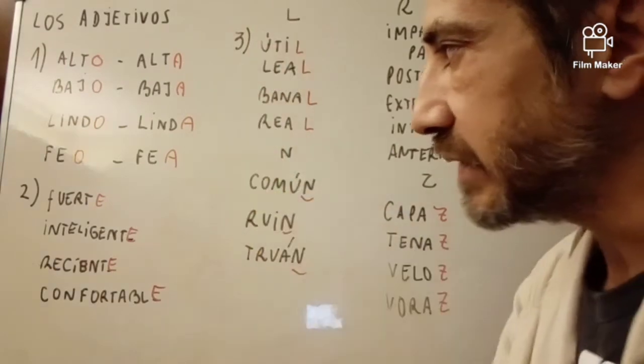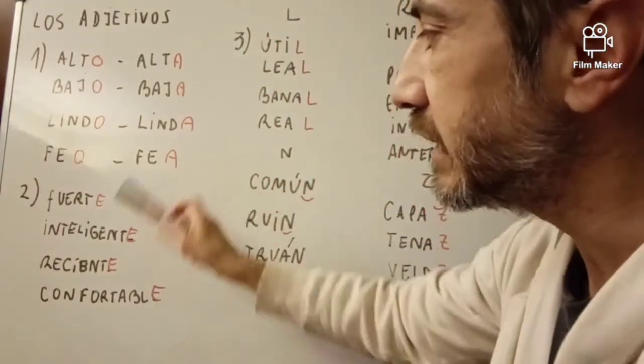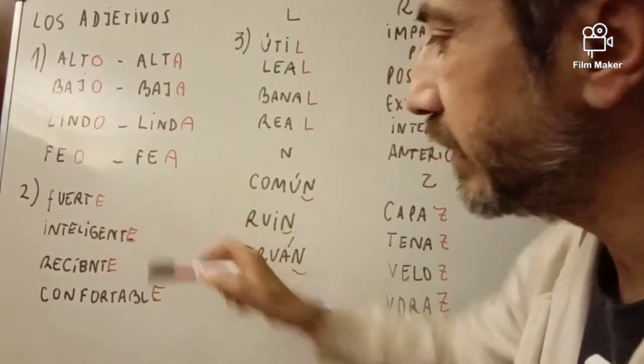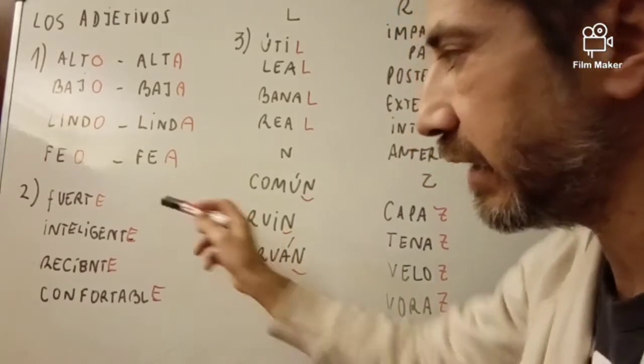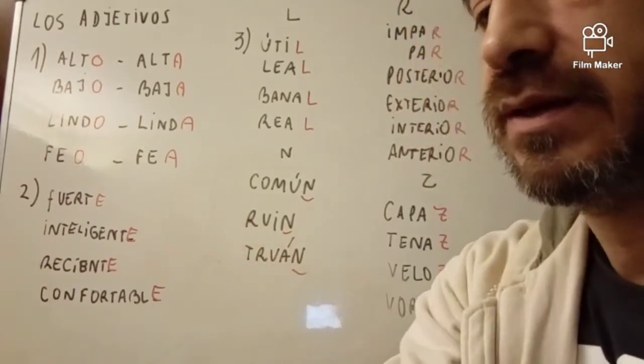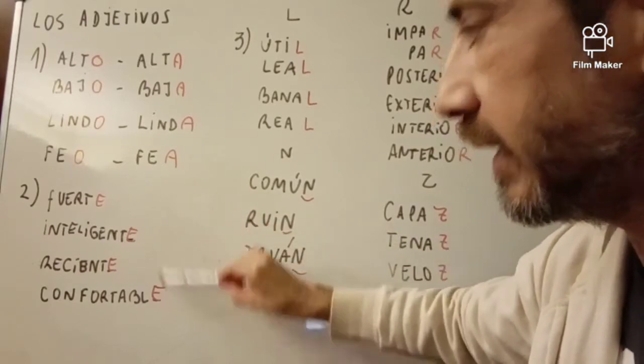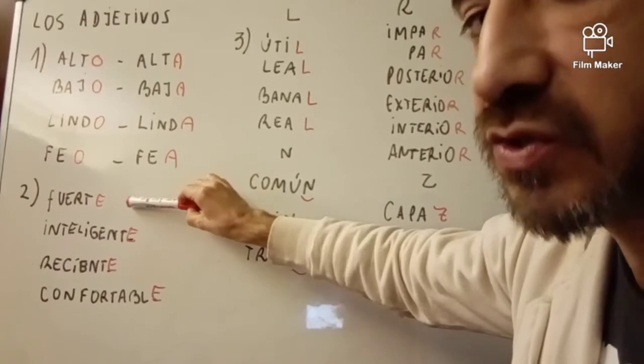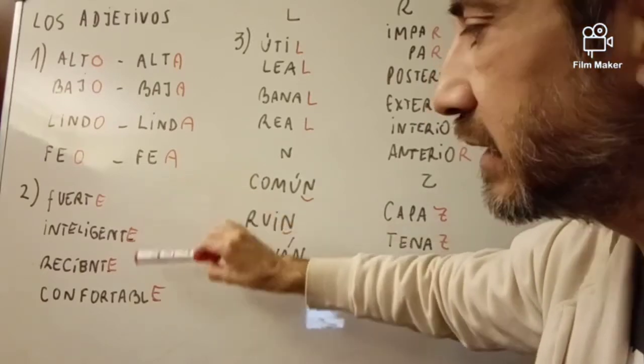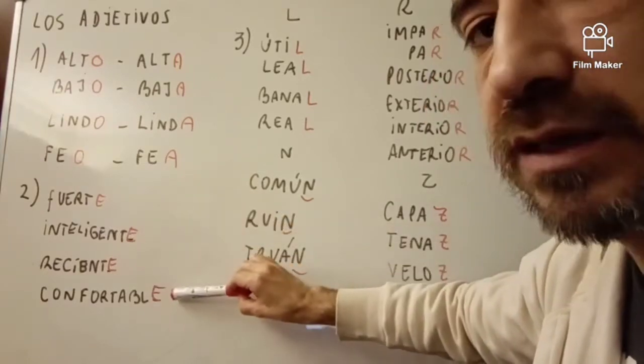Well, these are just a few examples. We have a second group that ends with the letter E. Fuerte, inteligente, reciente, confortable. Strong, intelligent, recent, comfortable.